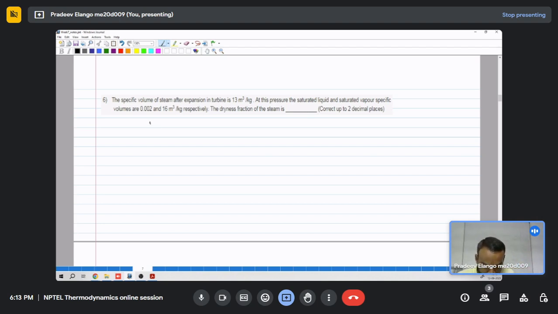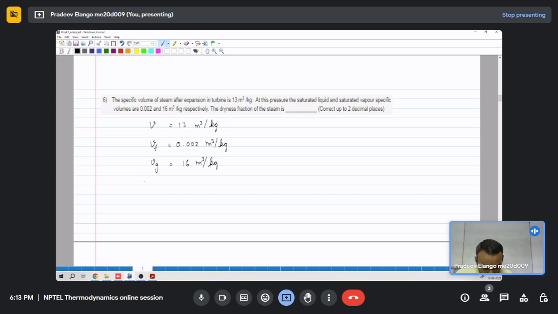So we are given that the specific volume is 13 meter cube per kg, and at this condition the saturated liquid will have a specific volume of 0.002 meter cube per kg, and saturated vapor will have a specific volume of 16 meter cube per kg. Now we have to find the dryness fraction.